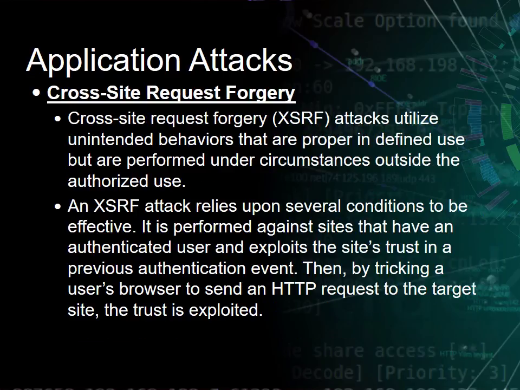Cross-site request forgery attacks utilize unintended behaviors that are proper in defined use but are performed under circumstances outside the authorized use. A cross-site request forgery attack relies upon several conditions to be effective. It is performed against sites that have an authenticated user and exploits the site's trust in a previous authentication event. Then by tricking a user's browser to send an HTML request to the target site, the trust is exploited.